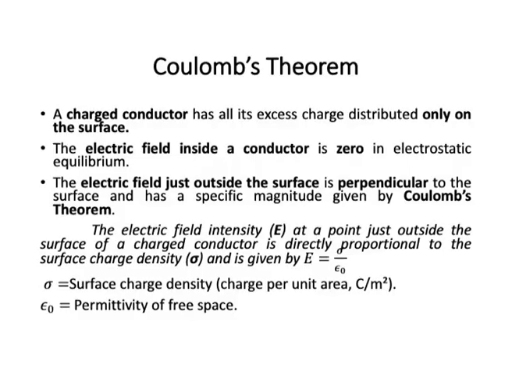meter square is the unit for the surface charge density, and we know that epsilon naught is nothing but the permittivity of free space. So, overall Coulomb's theorem can be expressed as E equals sigma by epsilon naught.